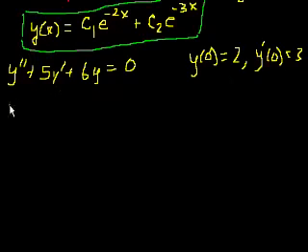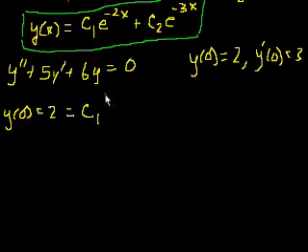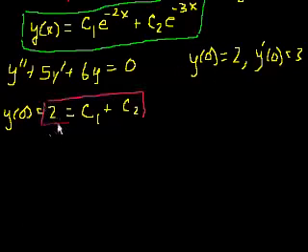So y of 0 is equal to 2, which is essentially just substituting 0 into this equation. So it's C1 times e to the -2 times 0. That's essentially e to the 0, right? So that's just 1. So it's C1 times 1, which is just C1, plus C2 times e to the -3 times 0. This is e to the 0, so it's just 1. So plus C2. So the first equation we get when we substitute our first initial condition is C1 plus C2 is equal to 2.